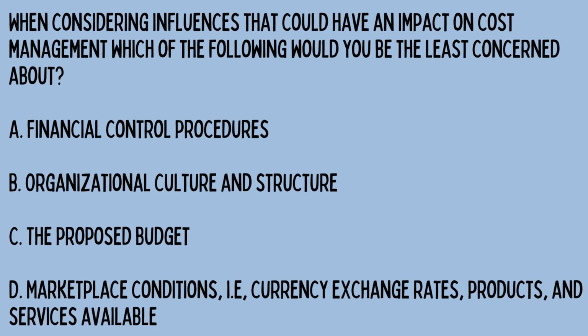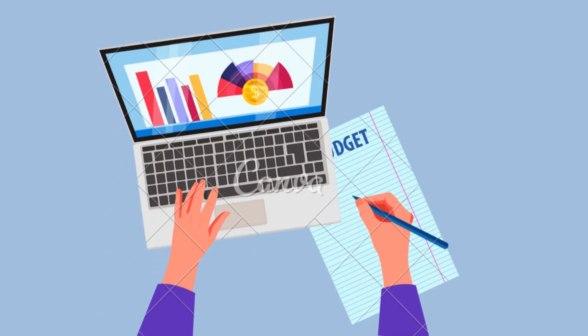Which of the following would you be the least concerned about? A. Financial control procedures. B. Organizational culture and structure. C. The proposed budget. D. Marketplace conditions, i.e., currency exchange rates, products, and services available. Option C. The proposed budget.